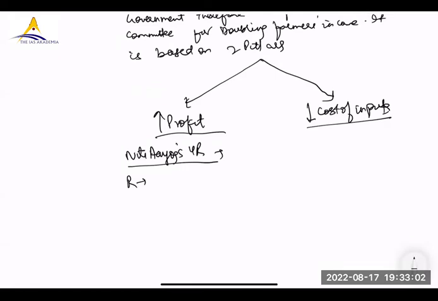First point is increase in remuneration. Example, government increased MSP by 150%. You must have seen government increased the MSP, right? Last year. Then second is raise productivity.